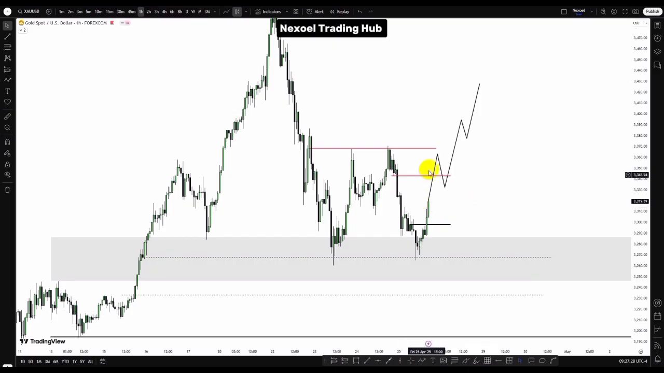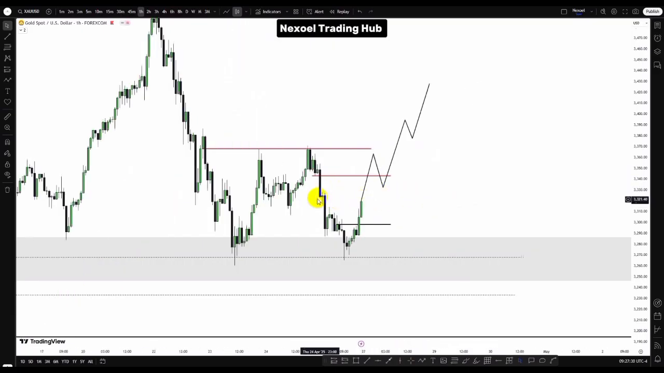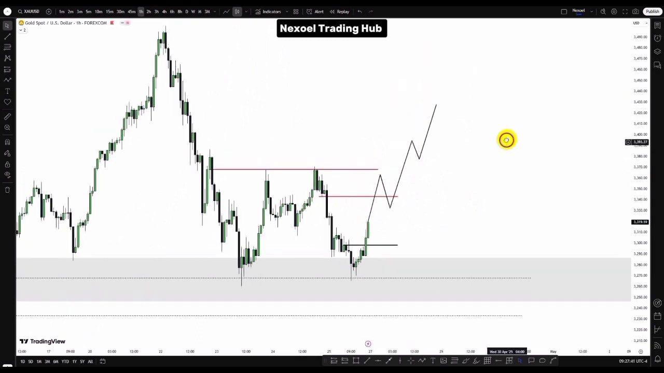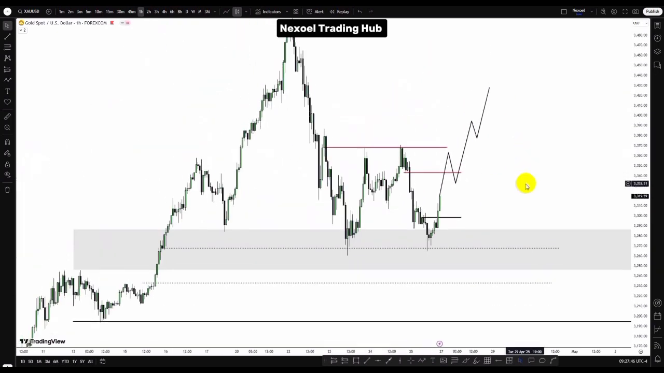This is what I'll be looking at to see if price trades above this bearish fair value gap here in the 1-hour time frame. I want to see price return to retest that and then bullishness to the upside. So this is my anticipation in the gold pair.